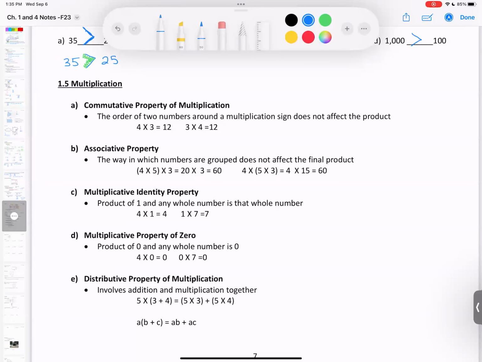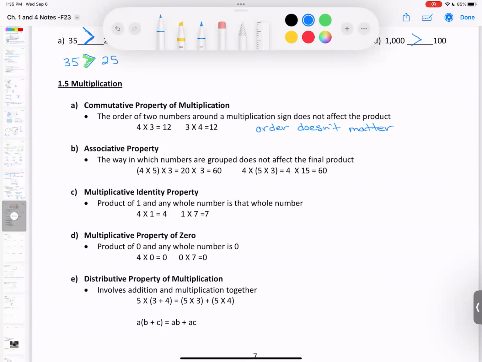Moving on to multiplication, we again have some truths that are always true. Just like we saw with addition, there is a commutative property of multiplication. So we can multiply 4 times 3 and get 12. We can multiply 3 times 4 and get 12. So if you had 4 groups of 3 of something, you get 12. If you have 3 groups of 4, also 12. So if we want to write this in plain language, we could say order doesn't matter, just like it doesn't with addition.